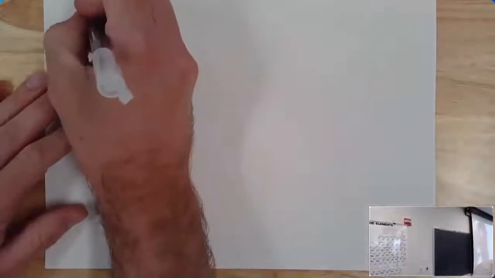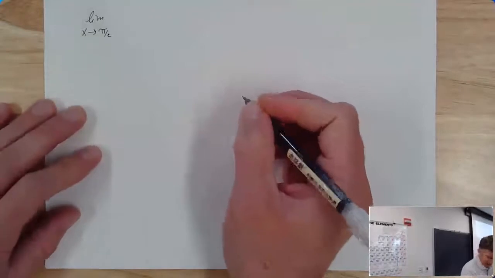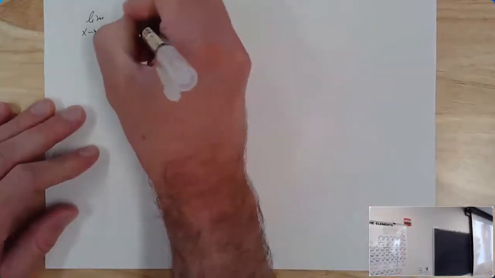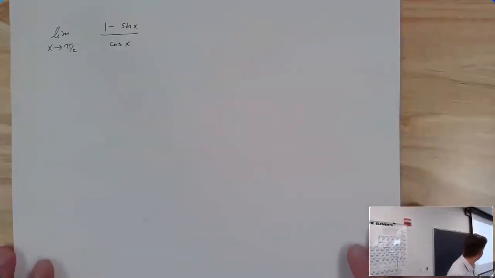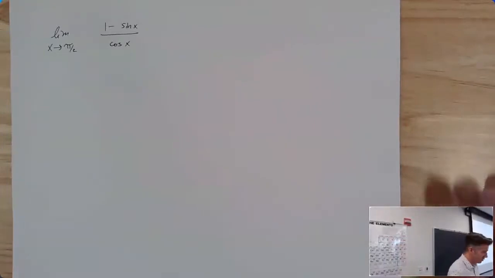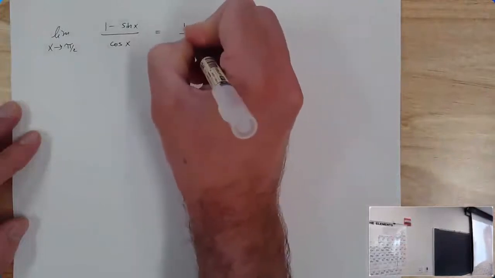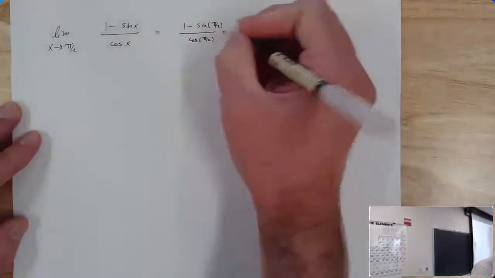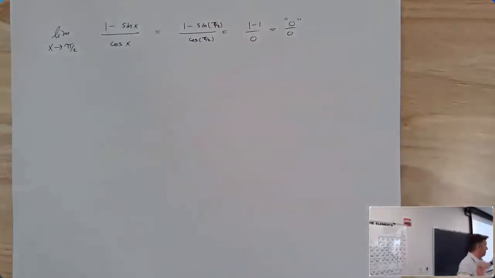So let's look at a few more 0 over 0 limits, like the limit as x approaches pi over 2 of, what do we got here, 1 minus sine of x over cosine of x. Trig. So let's see. If we plug in pi over 2, I'm going to get 1 minus sine of pi over 2 over cosine of pi over 2. Sine of pi over 2 is 1, cosine of pi over 2 is 0. So it is a 0 over 0. So we do have to do something here.